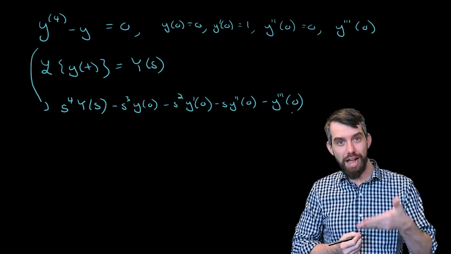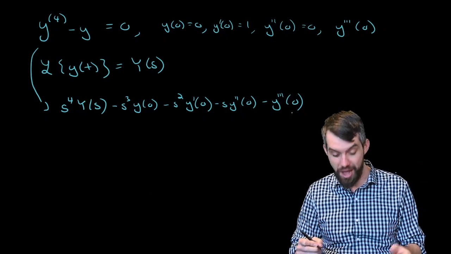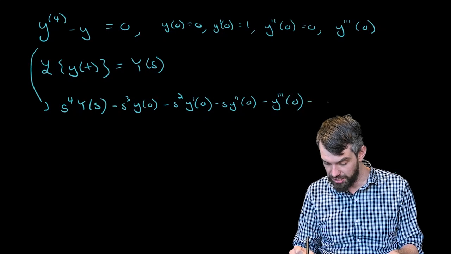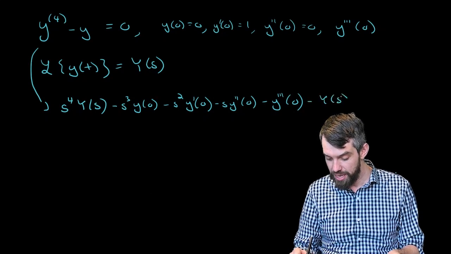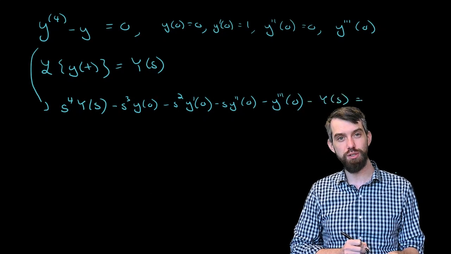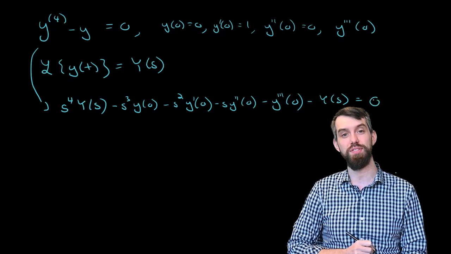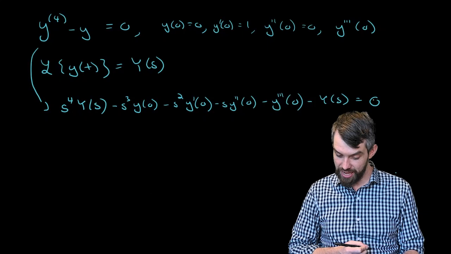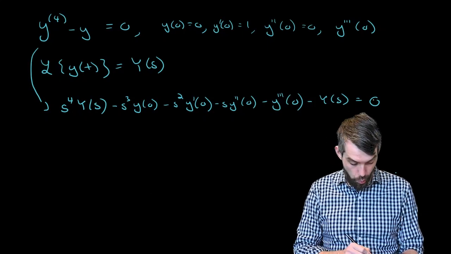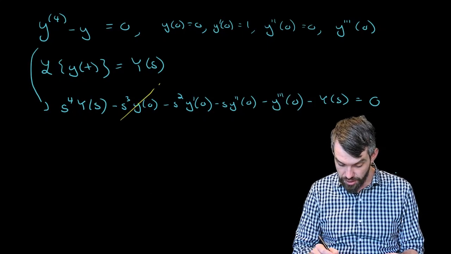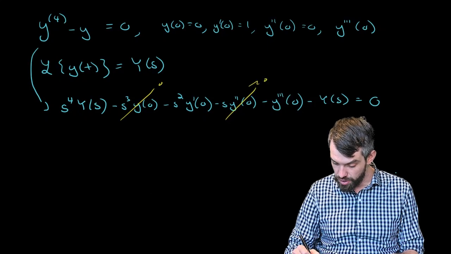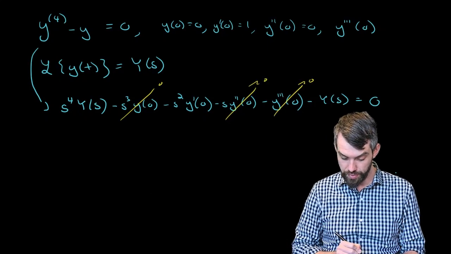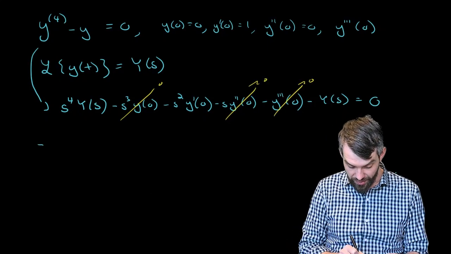Then I have to subtract off y, and the Laplace transform of y is the Laplace transform of y, and so I just subtract off Y of s. And on the right-hand side, the Laplace transform of 0 is just 0 once again. Now, thankfully, my initial conditions are relatively nice, and I think the only one that's a prize is y prime. So this one's going to go to 0, that one's going to go to 0, and that one is going to go to 0.